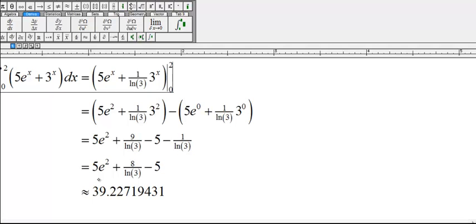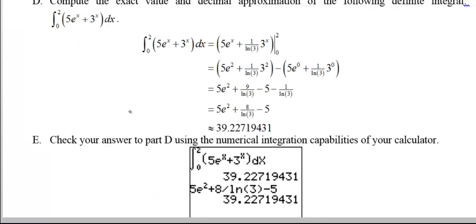So we get 5e squared plus 8 over natural log of 3 minus 5, which is about 39.227194131. That last number is a decimal approximation. The exact value is the next to last line, 5e squared plus 8 over ln of 3, and then minus 5 here. So this works out to be approximately 39.227, which we can get by taking the exact value and typing it in the calculator and having it approximate for us.